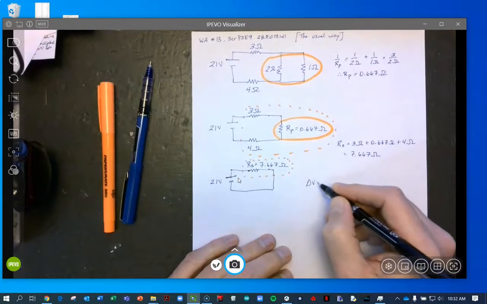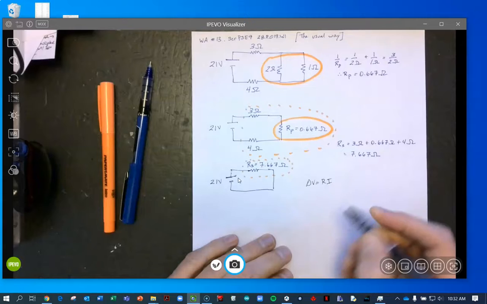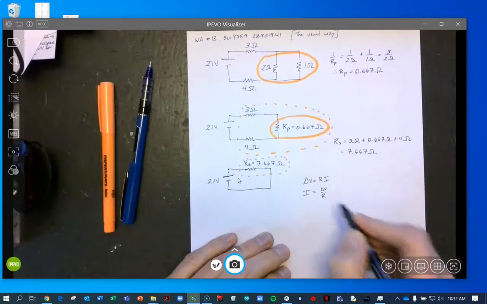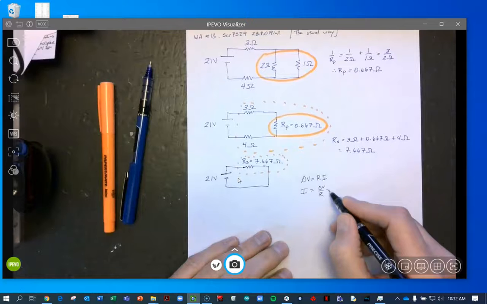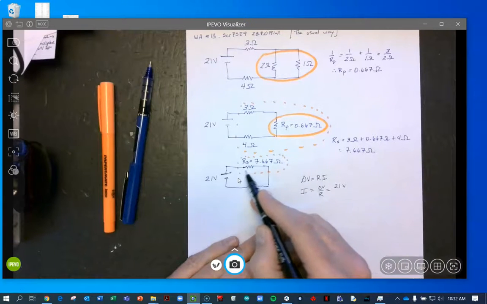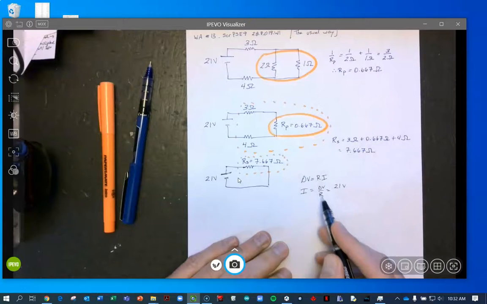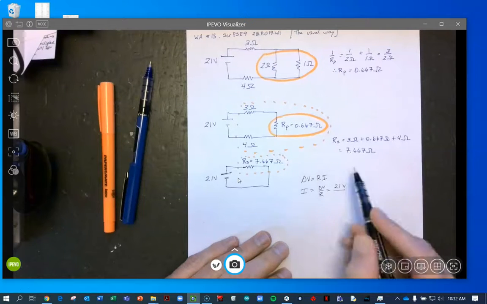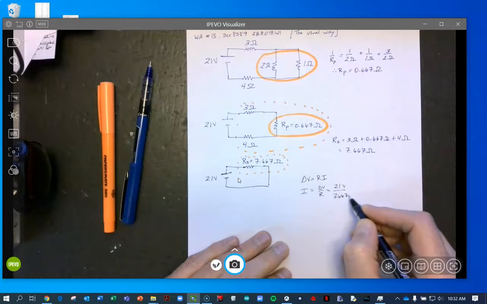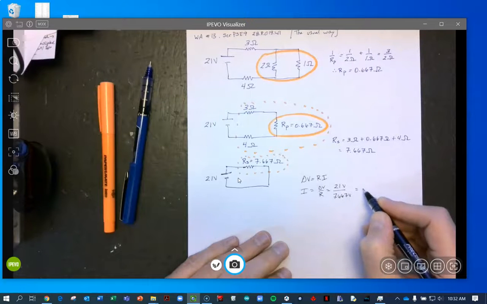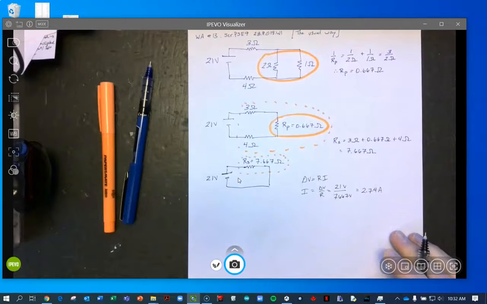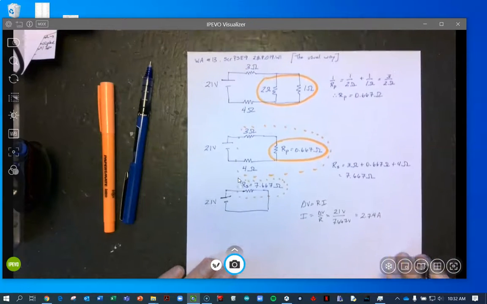We know from Ohm's law, or the simplified version of Ohm's law, that the voltage drop across the battery is 21 volts, and the voltage drop across the resistor is 21 volts. And the resistance is 7.667 ohms, and we can calculate a current of 2.74 amps. Okay, now what do we do with that?